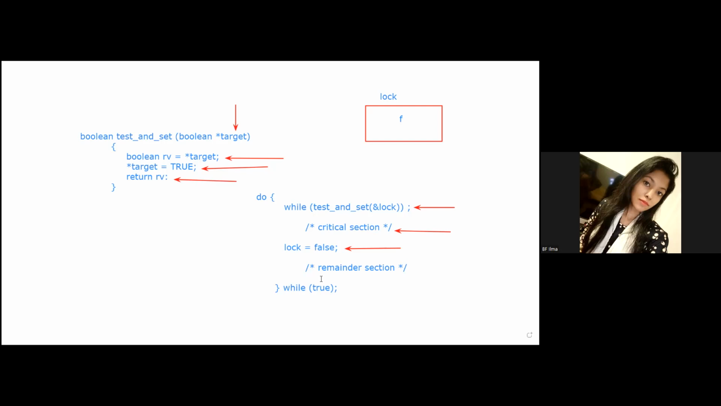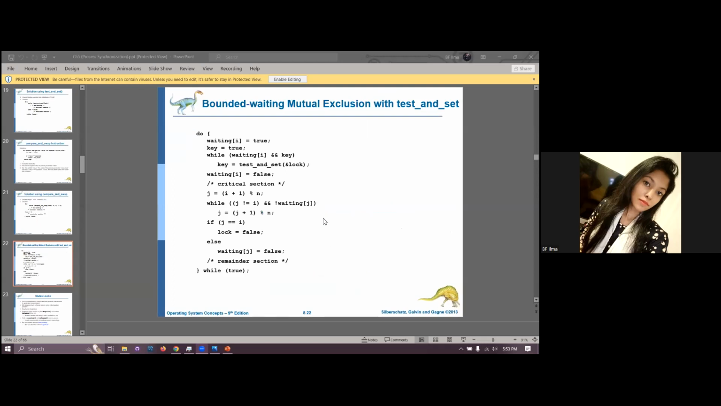So then we can improve our test and set solution to provide bounded waiting. This seems like a long, complex code, but it's not actually. We are using this waiting array to provide a slot for each process. So suppose there are n processes here. Currently we are looking at the structure of the ith process.